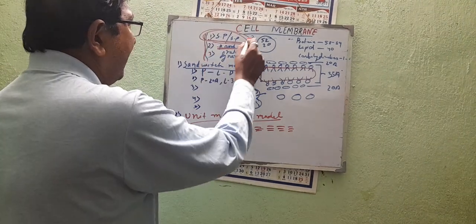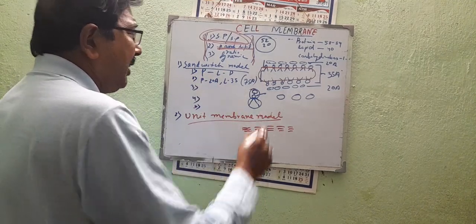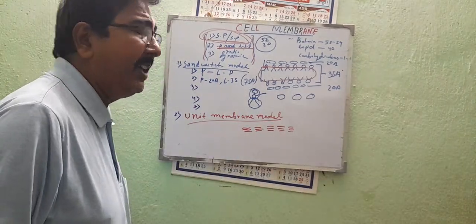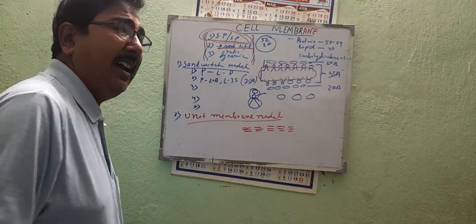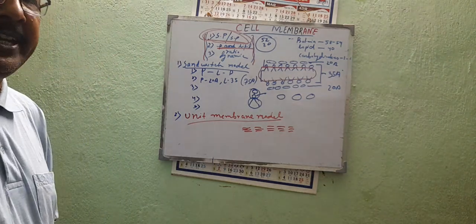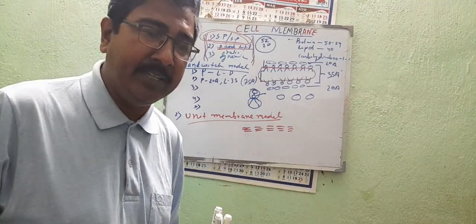These three properties cannot be expressed by the unit membrane model and the sandwich model. So these two models are rejected. Understood, students? Next day I will discuss the fluid mosaic model. If any doubt, you can message me. Thank you, students.